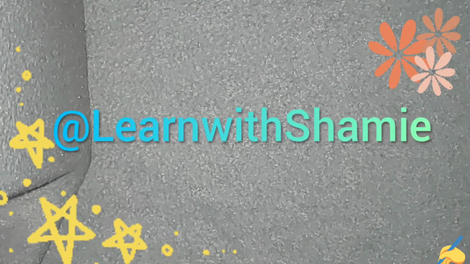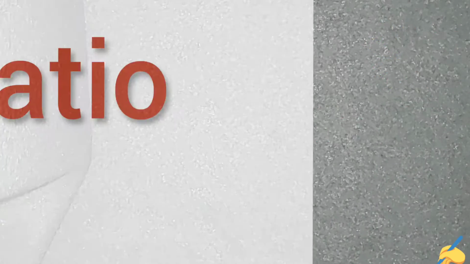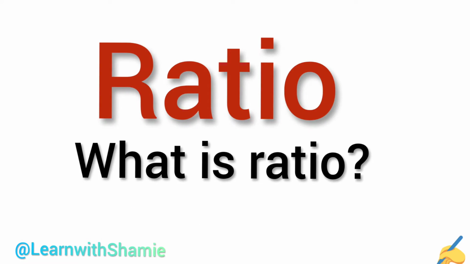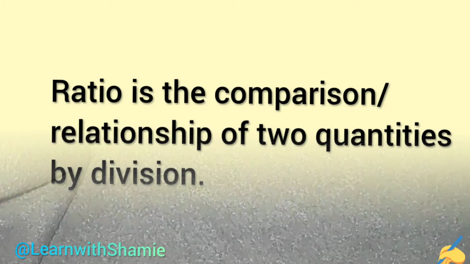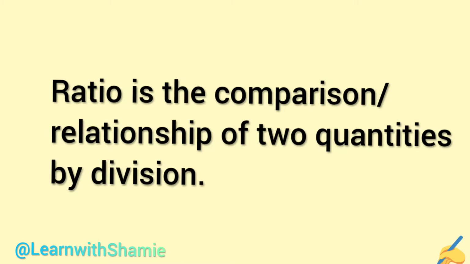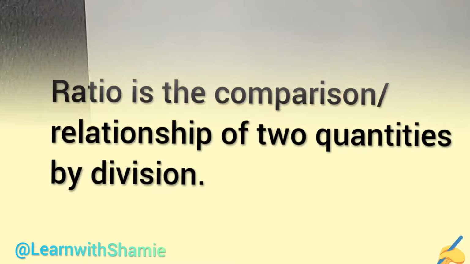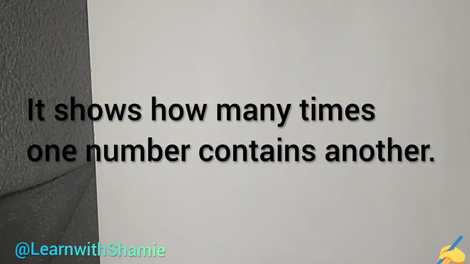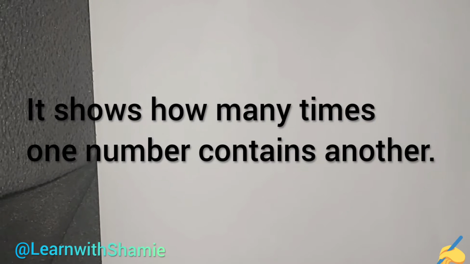The topic for this video will be ratio. What is ratio? Ratio is a comparison of two quantities by division. So it is a comparison, or you can say the relationship of two quantities. It shows how many times one number contains another.